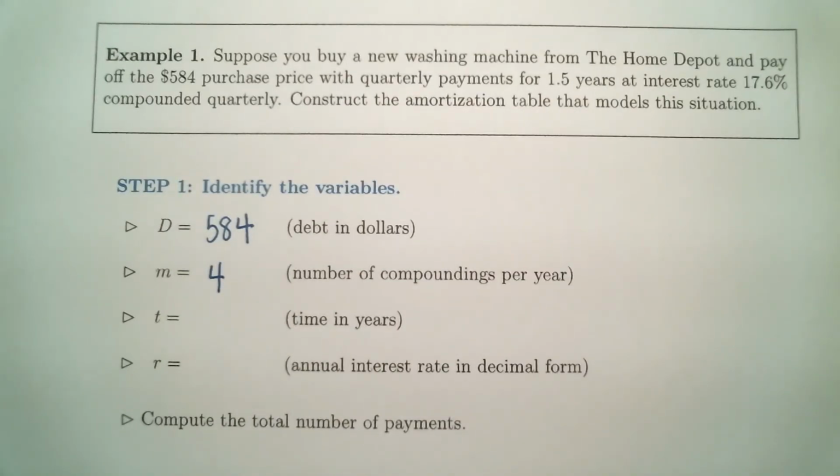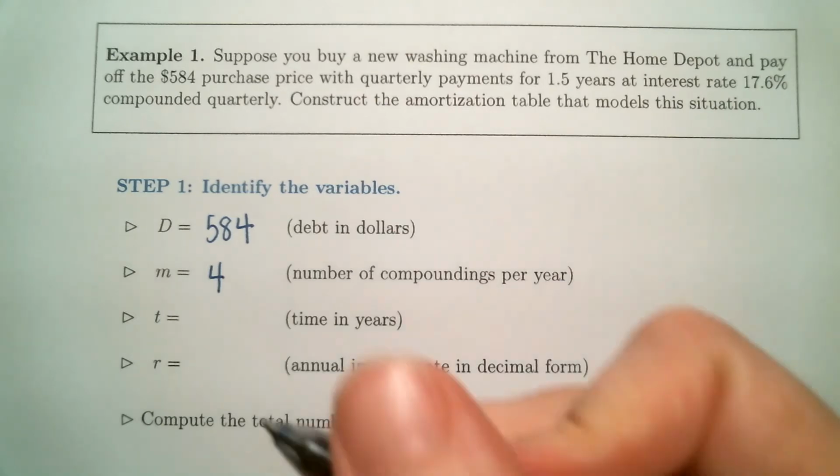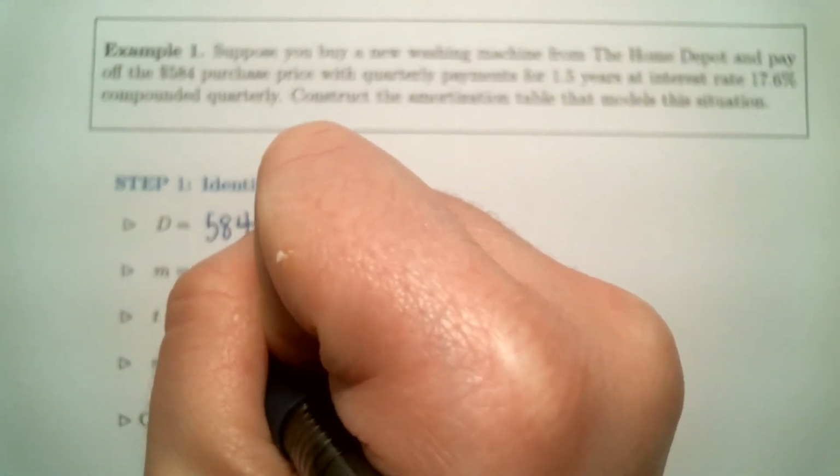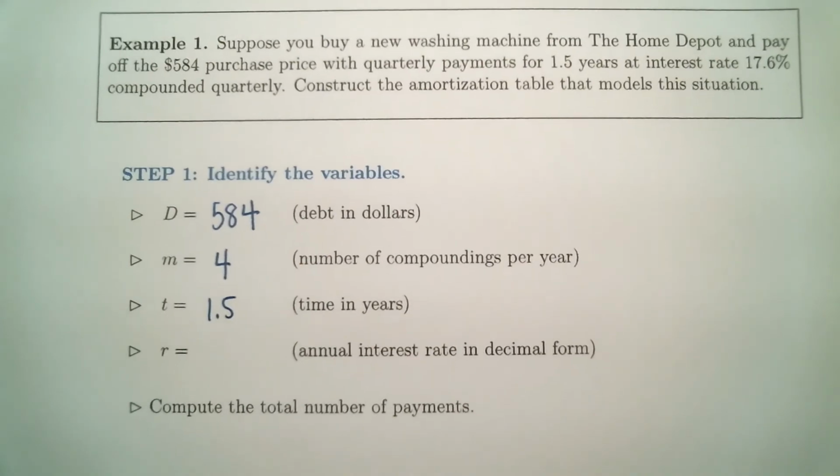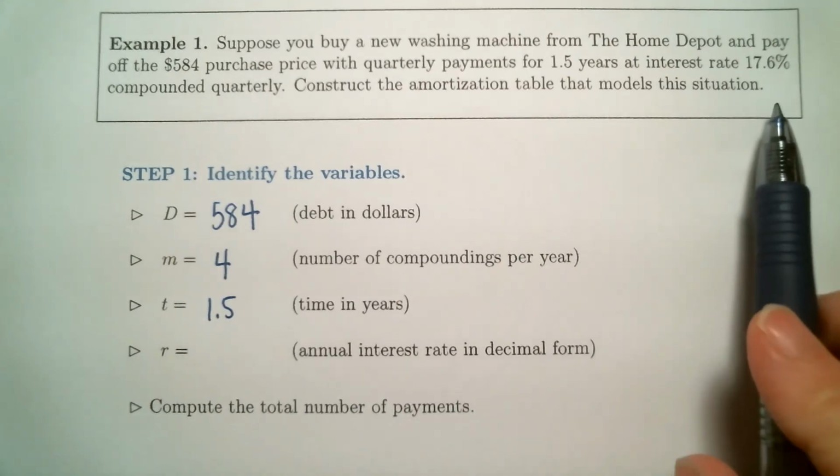The time. How long are you going to take to pay off this debt? The time in years is 1.5. You hope to have this thing paid off in 1.5 years. Then the interest rate as a decimal. If you read through the problem, it's 17.6%.